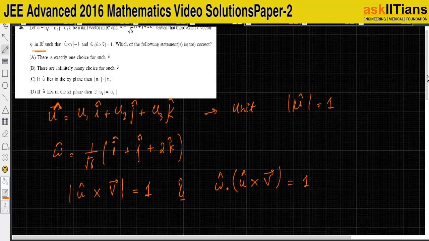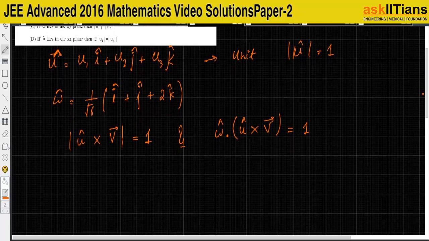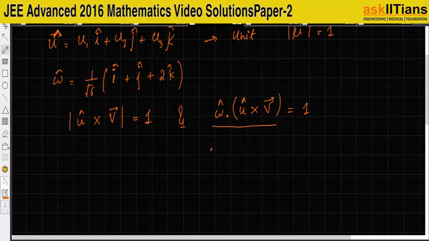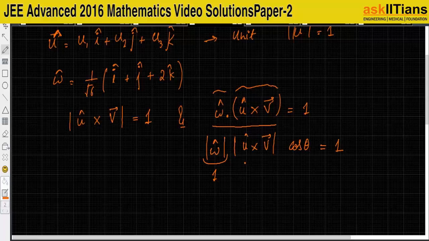Okay, so this w and u, both of them are unit vectors. If I apply the definition of dot product here, what is the definition of dot product? A dot b is mod a mod b cos theta. So this will be mod of w, times the magnitude of u cap cross v, which is another vector, into cos of theta. What is theta? Theta is the angle between w and this entire vector, and this should be equal to 1. Now I already know that w cap is a unit vector, so this will be just 1.